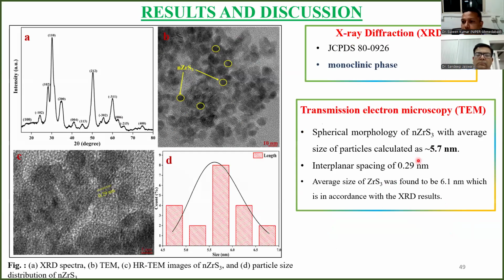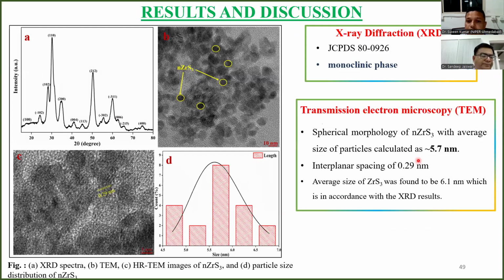We can call it a nanodot when a quantum confinement property is not available. When the property is available, then we call it a quantum dot. This material doesn't have such properties, so we can say it is nanodots. We have successfully synthesized nanodots and characterized them with the help of XRD and transmission electron microscopy, and we have seen the particle size distribution. On this basis, we can say we have successfully synthesized nanodots of zirconium trisulfide having size approximately 5.7 nanometers.